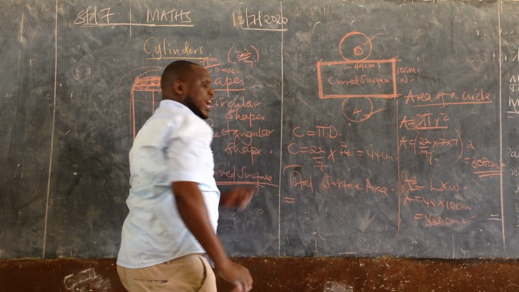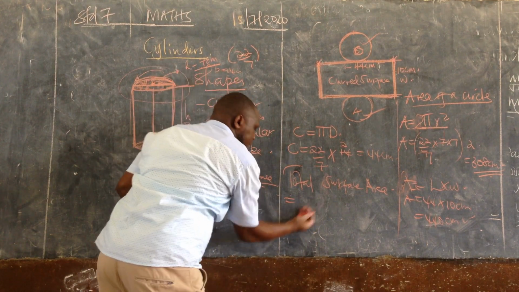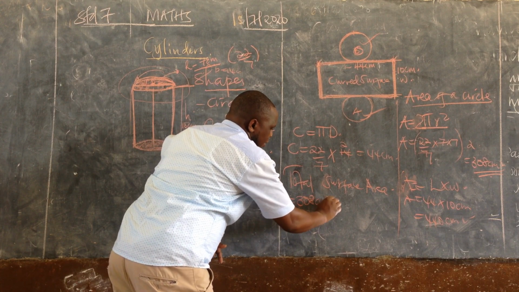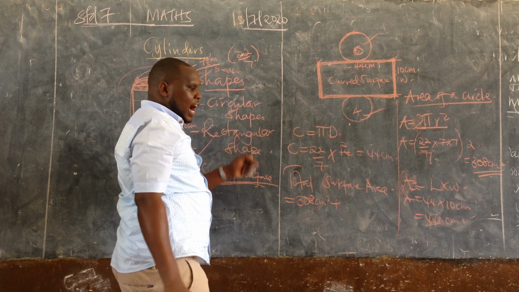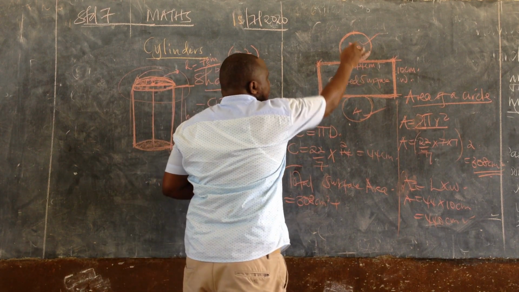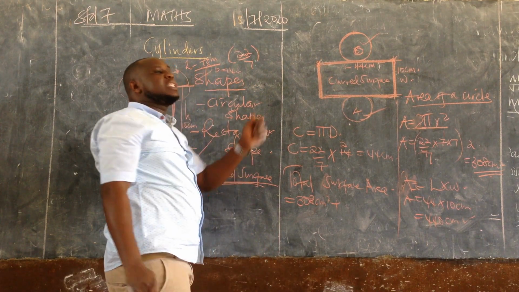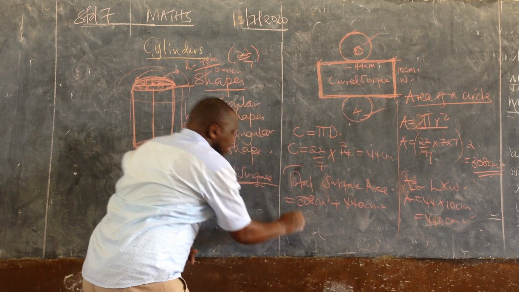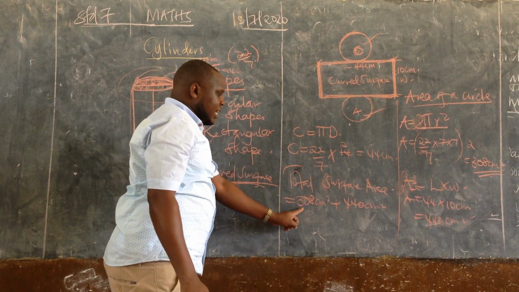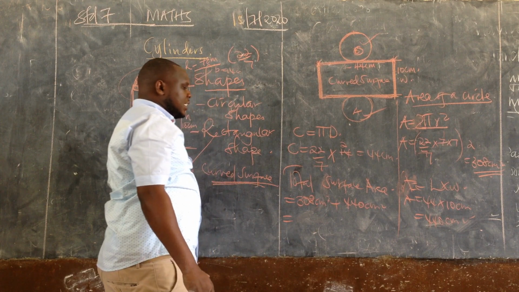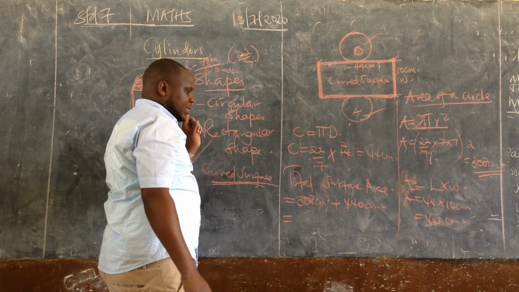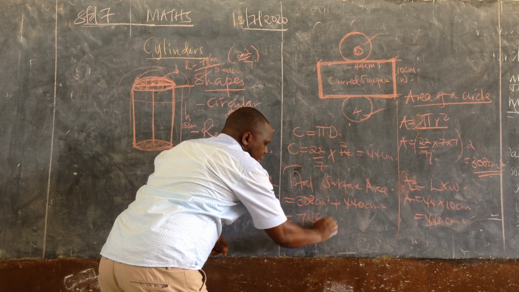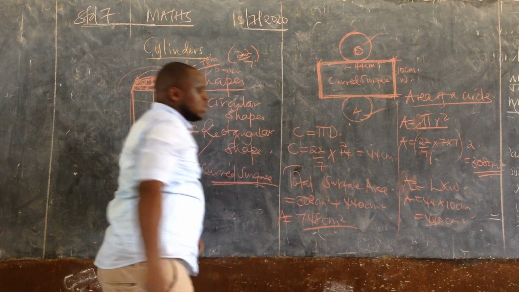Now, if you want the total surface area, it is going to be the area of the 2 circular parts, that is 308 centimeters squared, plus the area of the rectangular part, which is a curved surface. So this is 440 centimeters squared. And this, therefore, is 308 plus 440, which is simply 748 centimeters squared. So the total surface area is 748 centimeters squared.